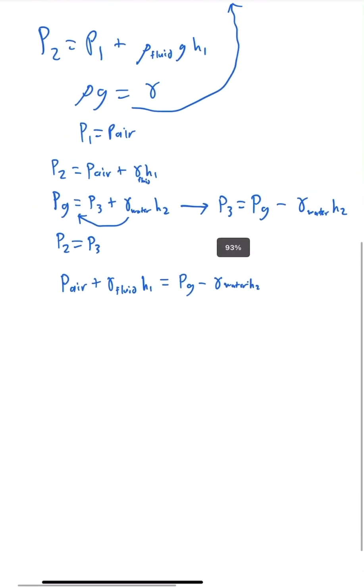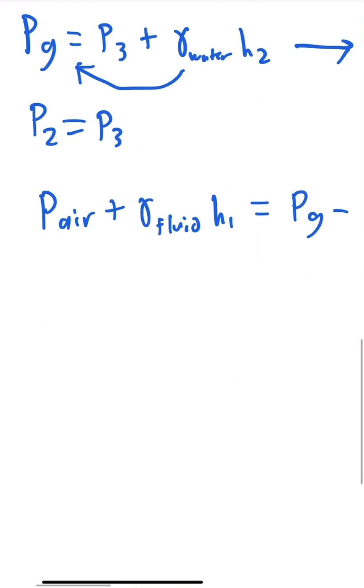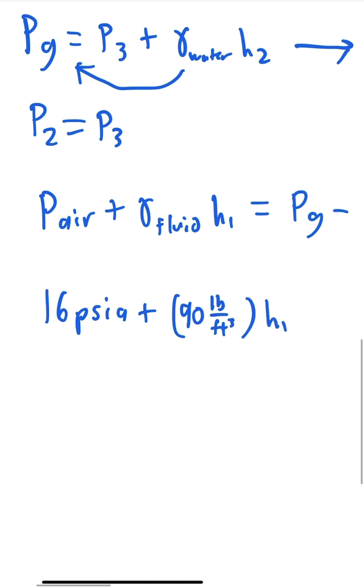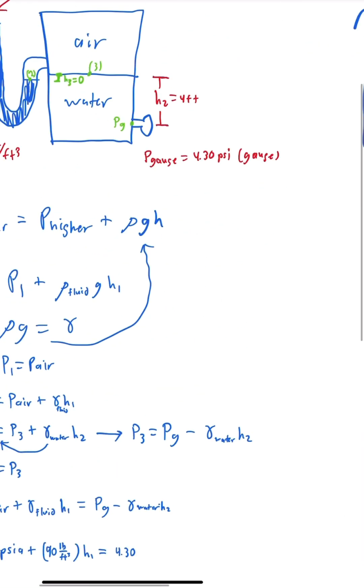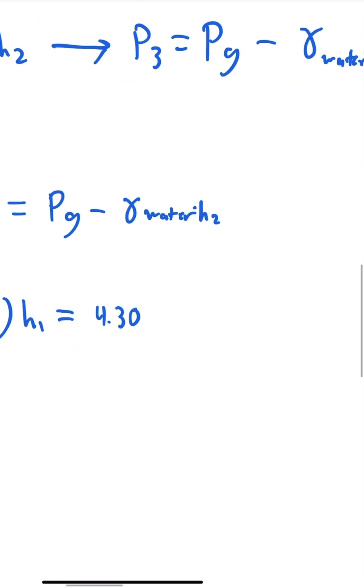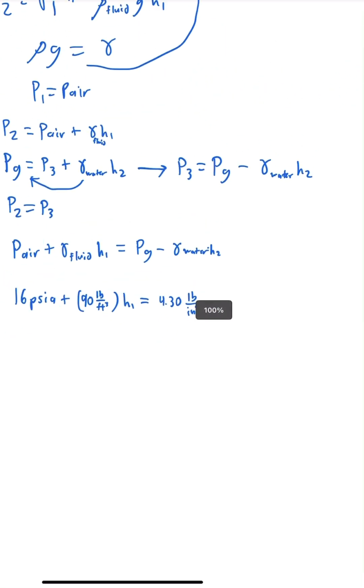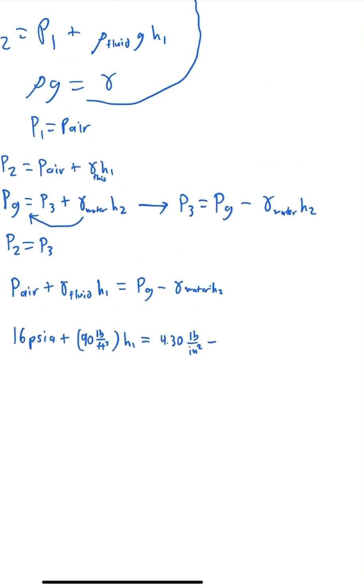And now let's start plugging in our information. So we have 16 psia plus 90 pound force per feet cubed times H1 is equal to our gauge pressure, which is 4.30, and it says psi, so pound force per inches squared, minus the specific weight of water. Now, what is the specific weight of water?